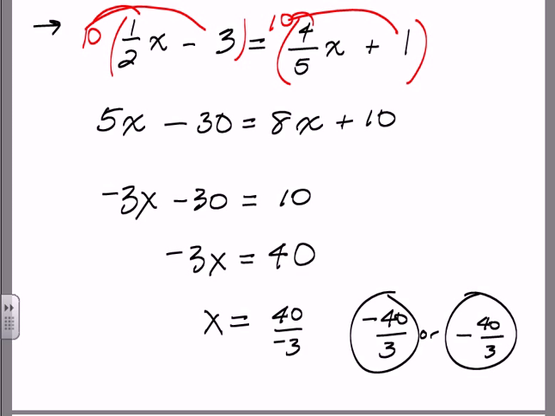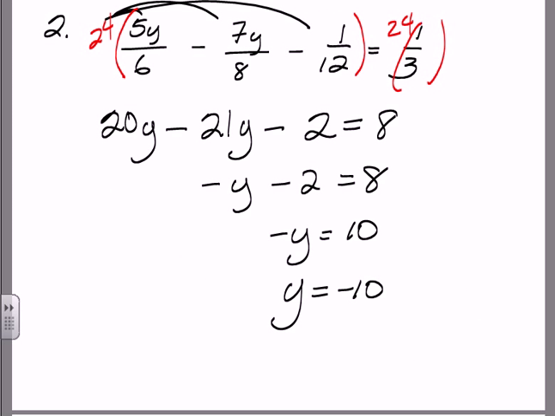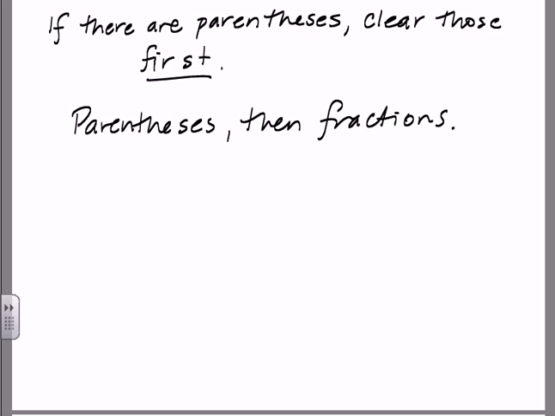Okay, let me just tell you one thing, and then we'll go back to some examples here. If there are parentheses, you want to clear those first. So remember that. Clear parentheses, then fractions.